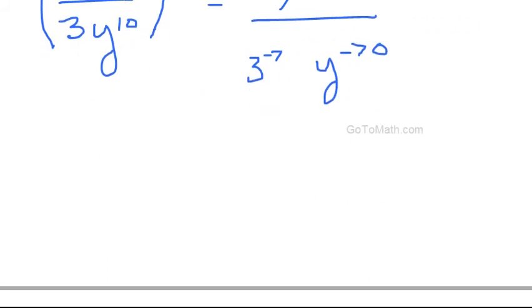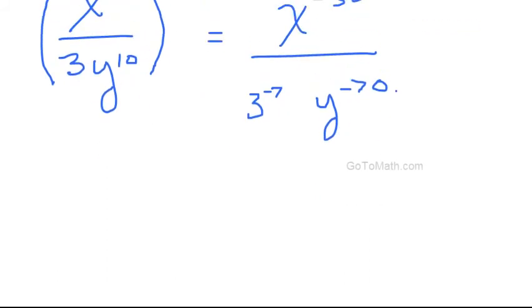Now we want to write this thing with positive exponents, so we've got to do a little shuffling. We're going to take this x to the negative 35 down into the denominator and take both of these up into the numerator. So this becomes 3 to the 7th, y to the 70th. We're just exchanging places, and there you go.